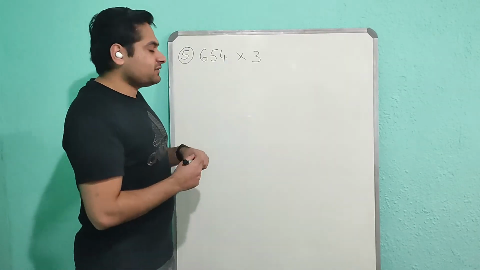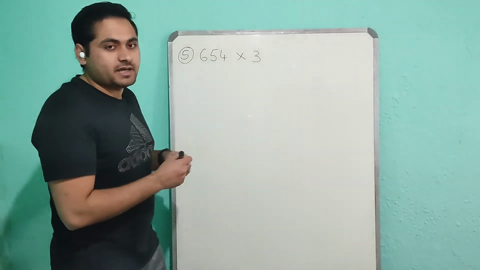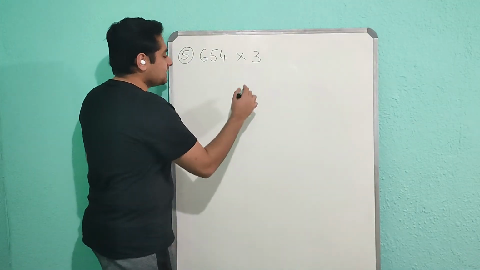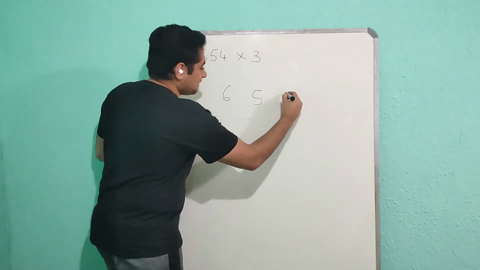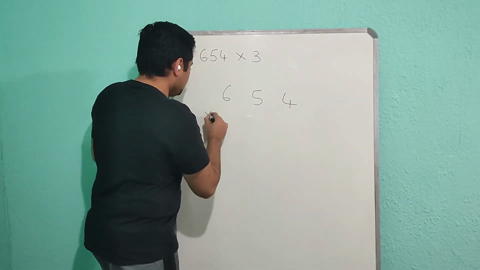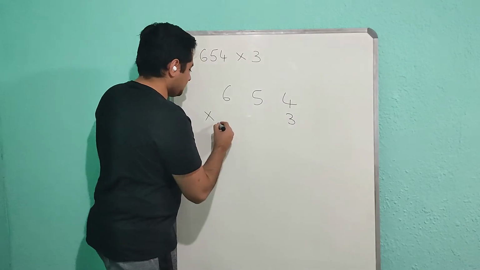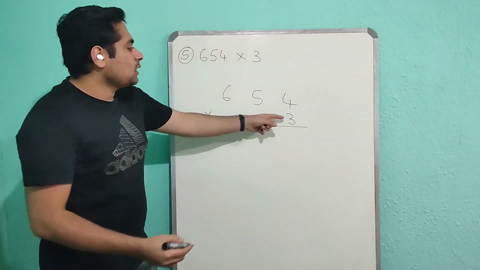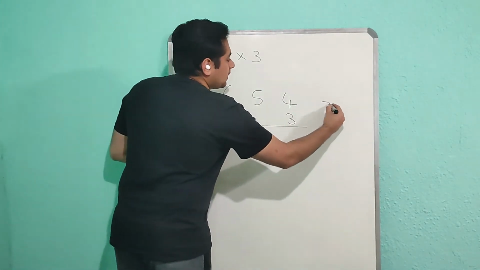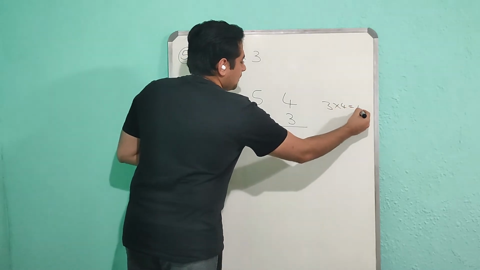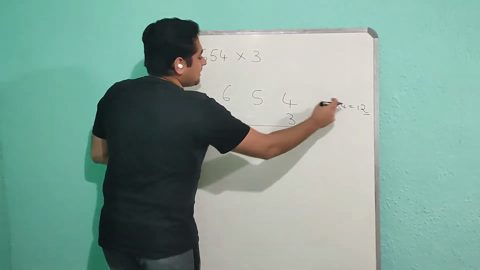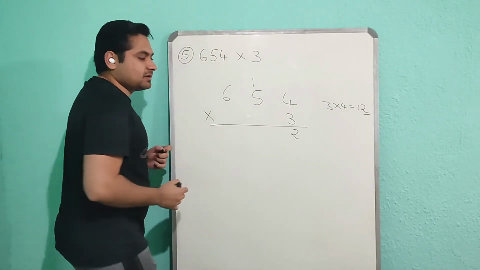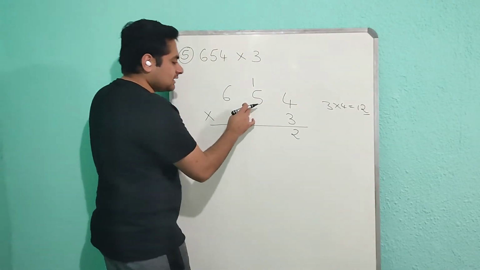So example 5 says 654 times 3. So we write the big number on top first, which is 654, right? Don't forget to keep the gap in between, guys. Times 3. We draw a line. Now, what is 3 times 4? We know 3 times 4 is 12, right? So you write the last digit here, and then the remaining number you carry over to the next number, correct?